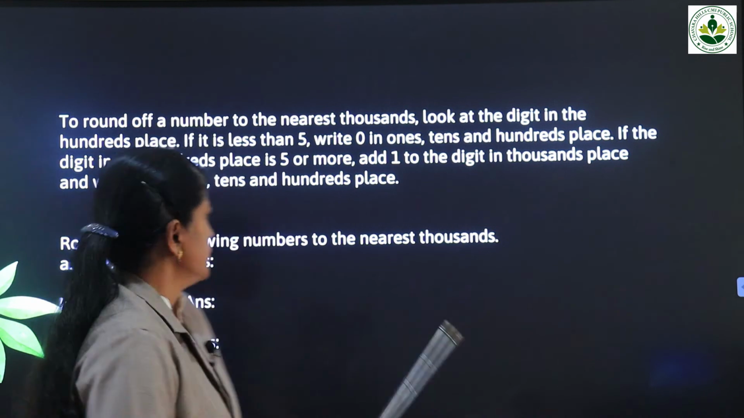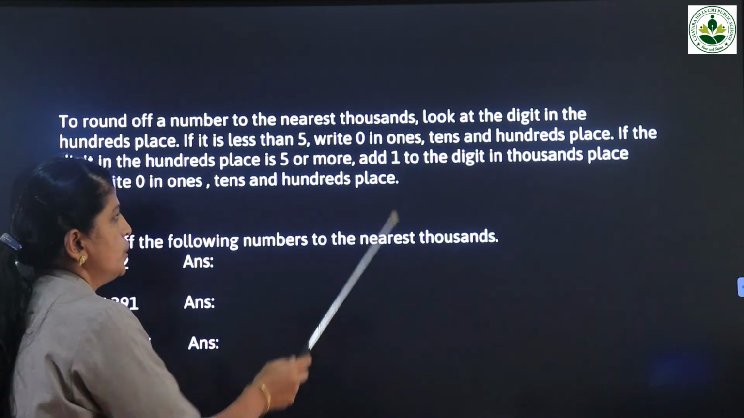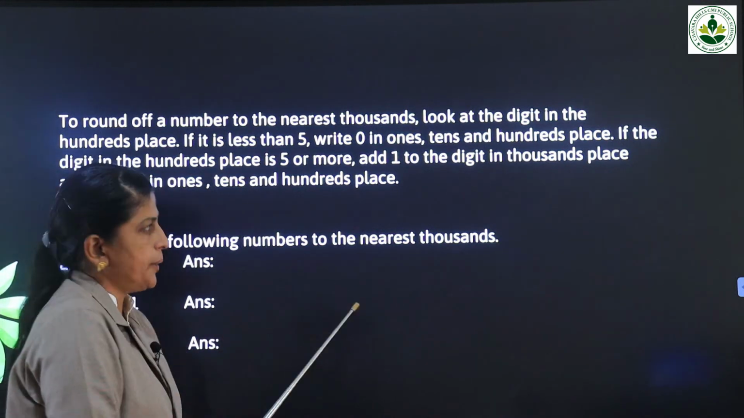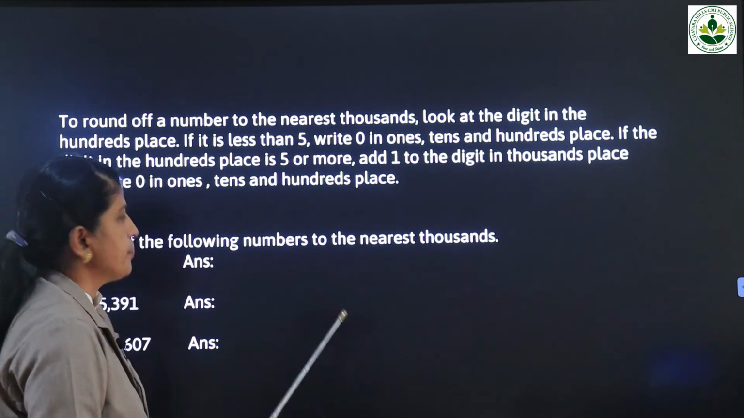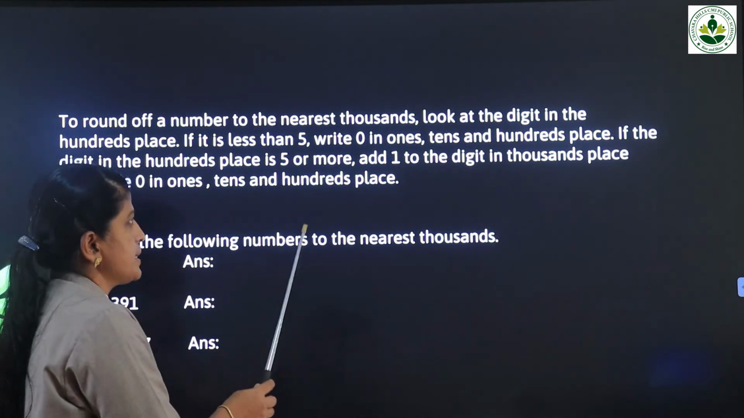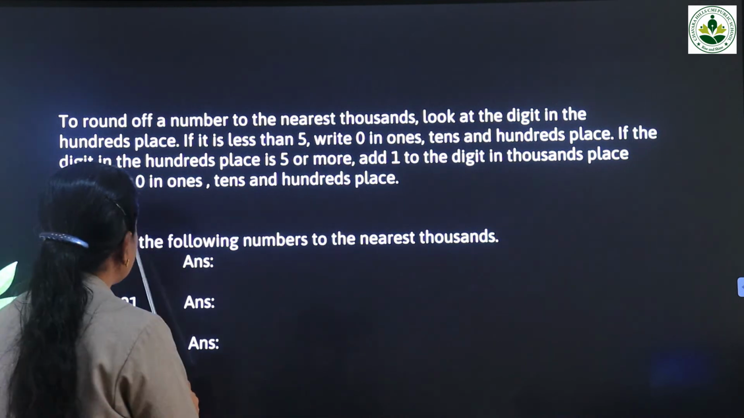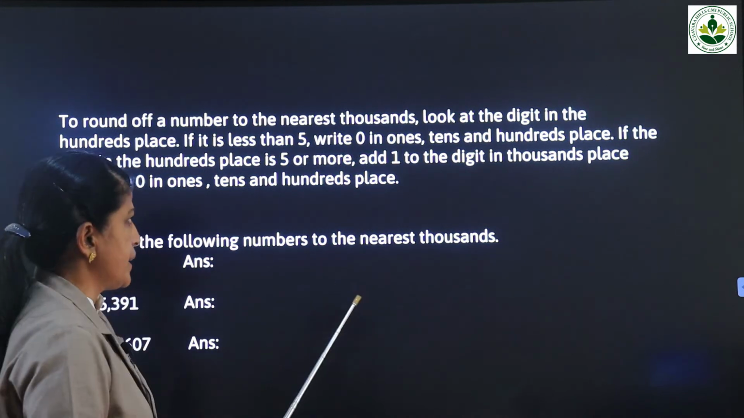Therefore, to round off a number to the nearest thousand, look at the digit in the hundreds place. If it is less than 5, write 0 in the ones, tens and hundreds places. If the digit in the hundreds place is 5 or more, add 1 to the digit in the thousands place and write 0 in the ones, tens and hundreds places.